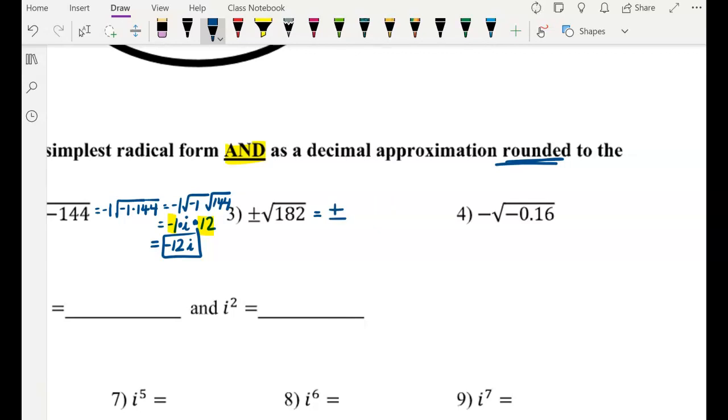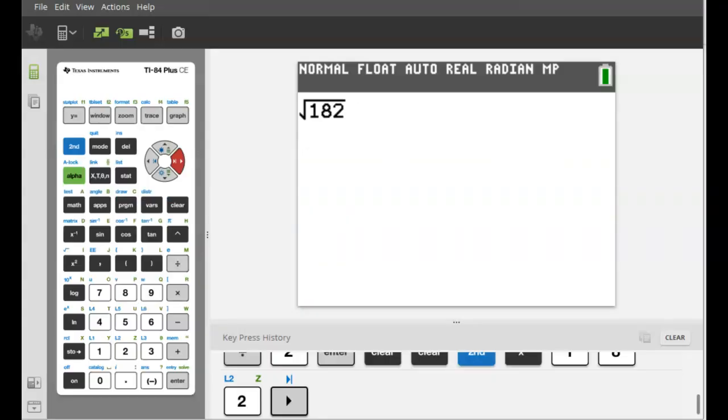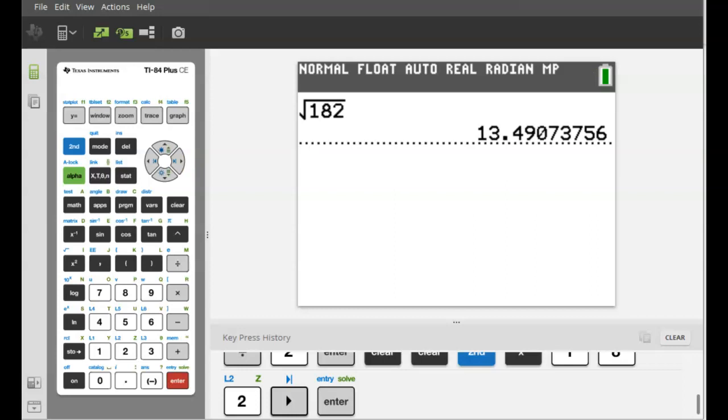Now find my calculator on my computer here. Punch that in, square root of 182, hit enter really quickly, and that gives us a decimal of 13.49. Rounding to the nearest hundredths place, students, means 2 decimal places, so you want to look at the third digit. The third digit happens to be a 0, so we are going to keep it as 49. Now, if the third digit is 5 or higher, then you round up, but since it's not, we are going to keep it as 13.49.